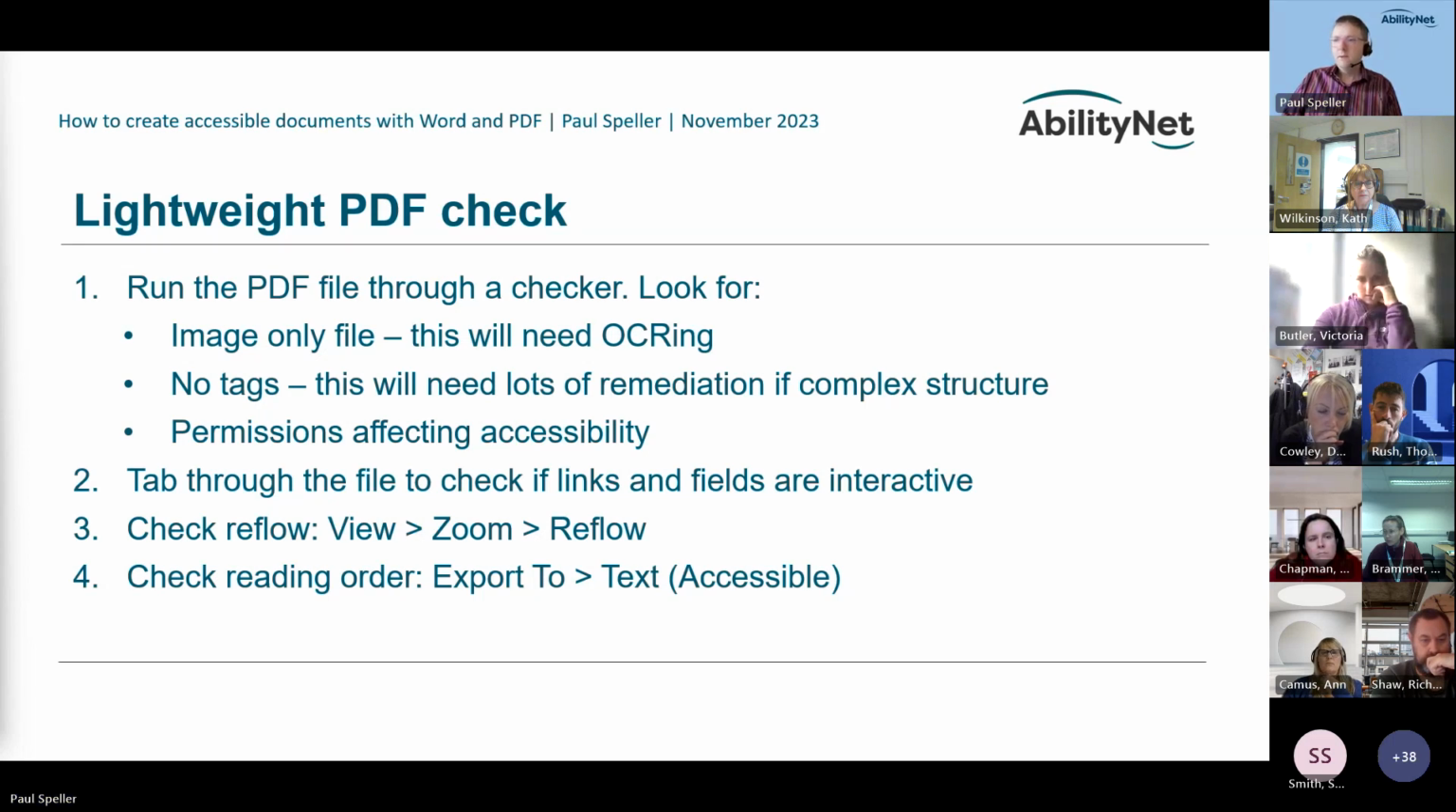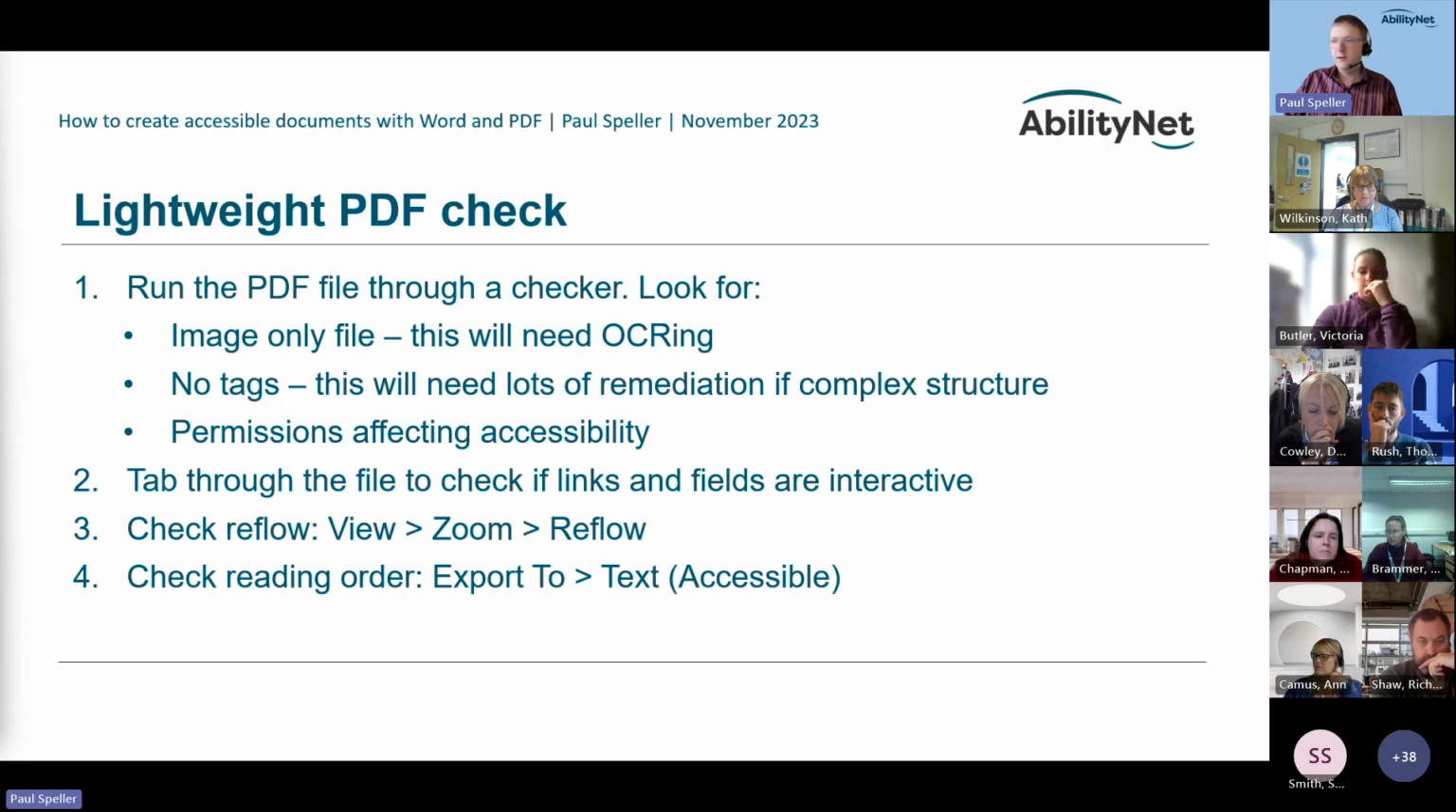And no tags, that's the absolute worst case scenario for accessibility. That means that there's no tagging at all in your document. And that will need loads of remediation and be a real problem. So you don't want to get to that position, and that's why you want to do everything right in Word in the first place and tick that box when you're exporting. And permissions affecting accessibility, it will flag up if there are any of those.